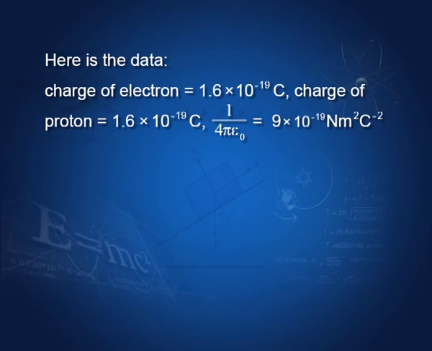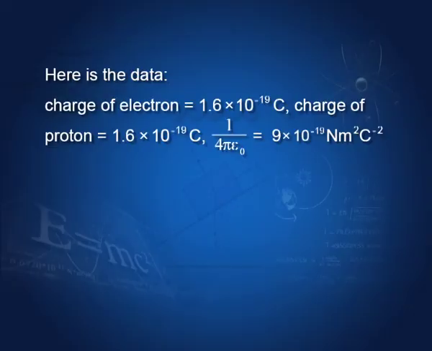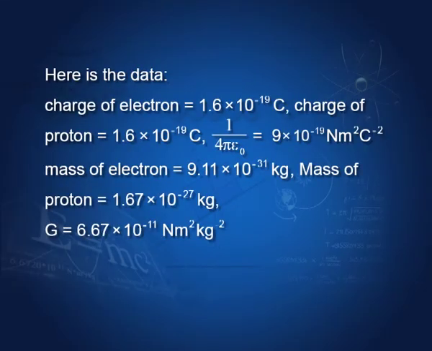So, we are given the charge of electron 1.6 into 10 to the power minus 19 coulomb, charge of proton again 1.6 into 10 to the power minus 19 coulomb, and 1 by 4 pi epsilon 0 is 9 into 10 to the power 9 Nm squared C to the power minus 2, and mass of the electron is 9.11 into 10 to the power minus 31 kilograms. Mass of proton is 1.67 into 10 to the power minus 27 kilograms, and G is 6.67 into 10 to the power minus 11 Nm squared kilogram to the power minus 2.